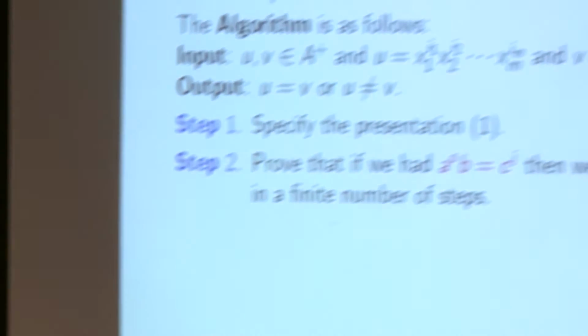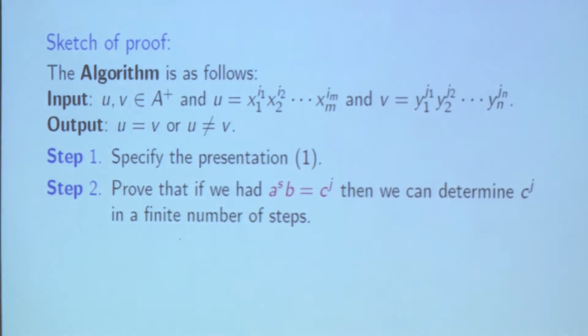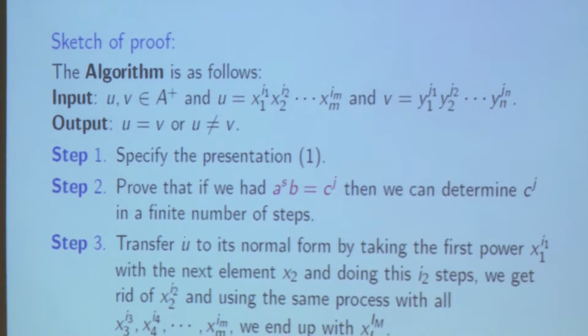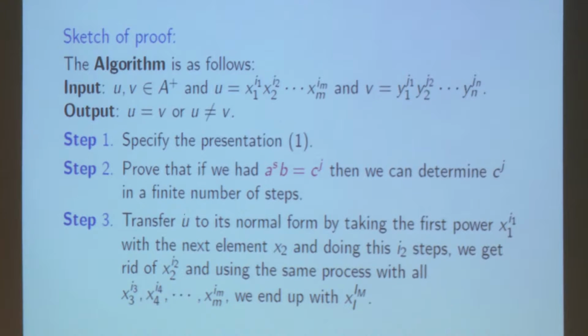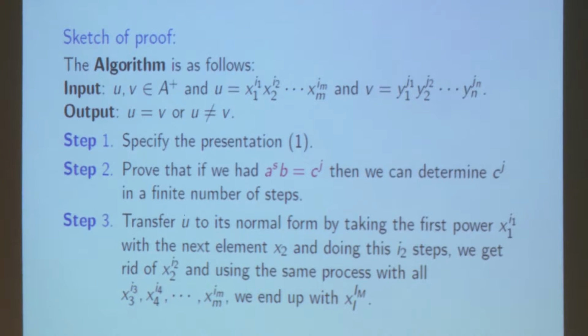And then we prove that if we have a relation like that, then we can determine C to the power J in a finite number of steps. And this is the key of this proof. Then we transfer U to its normal form by taking the first x1 to the power I, which is one here, with the second element, and then do this I2 steps until we get rid of all these x's, and we end up with xl to the power lm.